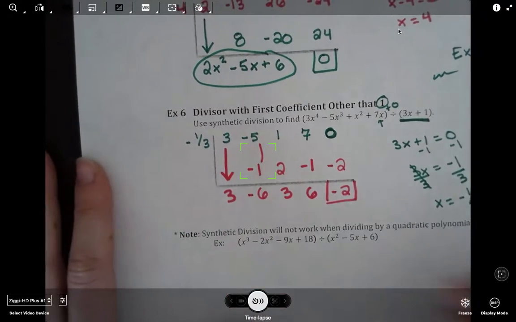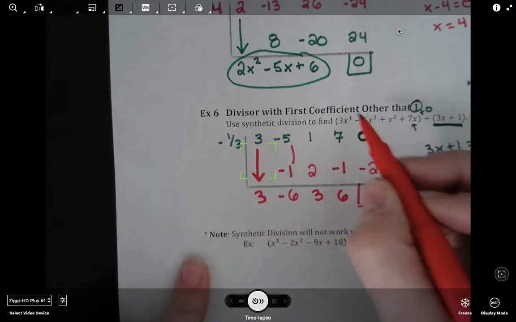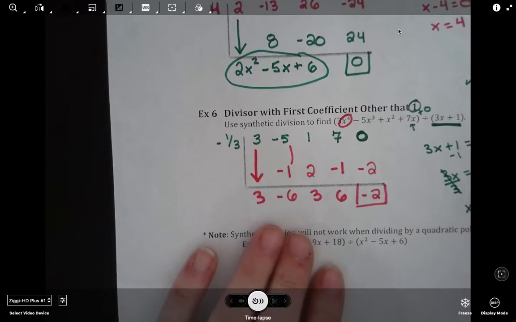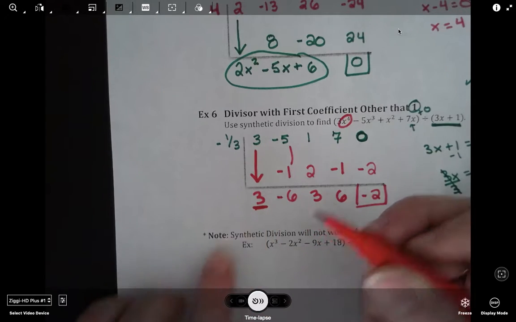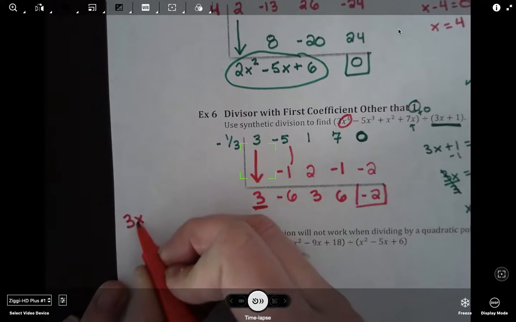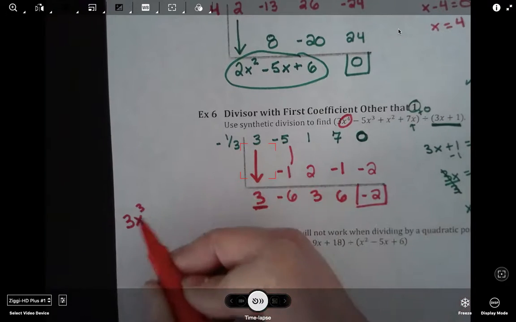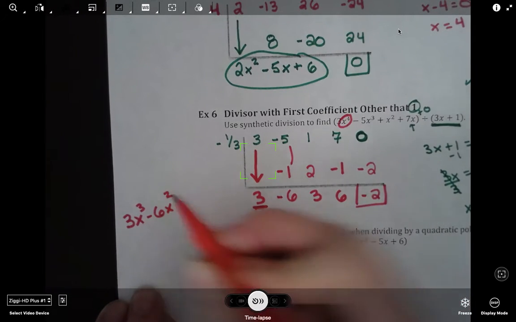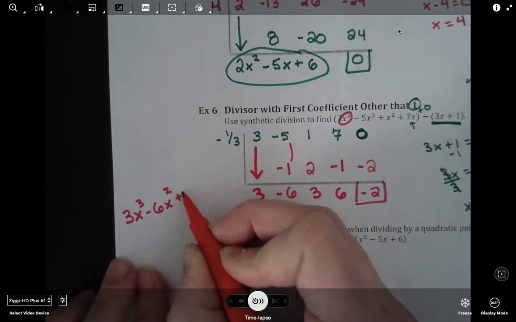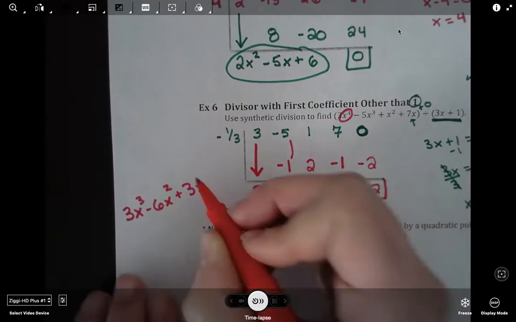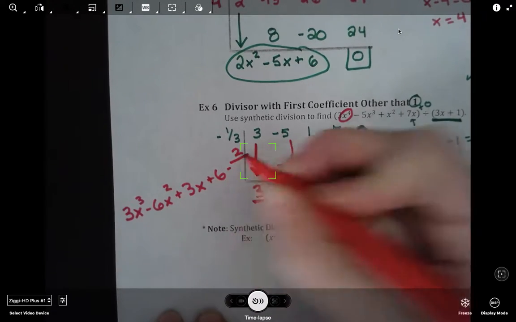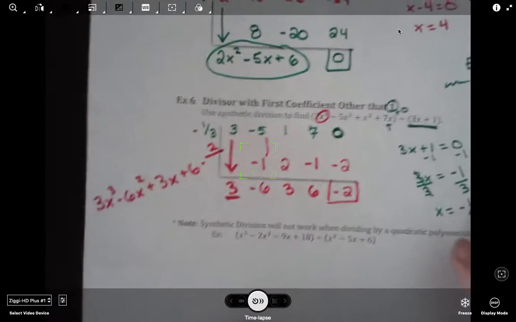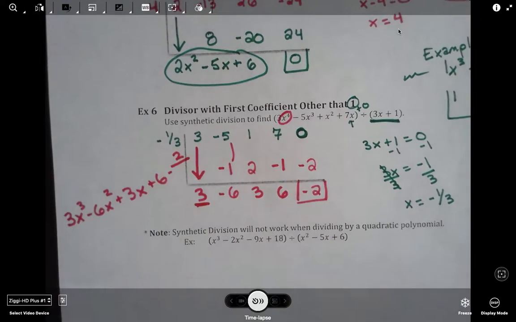So we'll write that out over here, and we'll show you what this looks like, okay? So we started with an x to the 4th power. So what should this x be right after the 3 in my answer? X to the 3rd. It should be 3x to the 3rd power minus 6x to the 2nd power plus 3x plus 6 minus 2 over what?